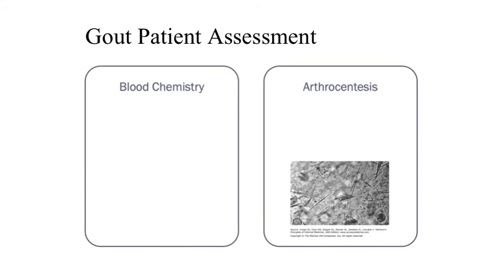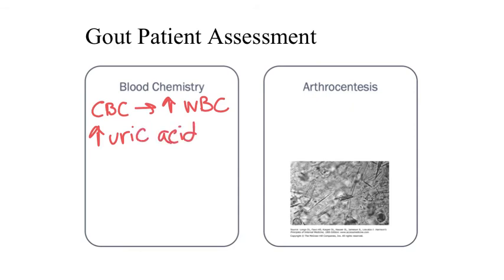Patient assessment in gout includes both a physical exam of the infected joint, as well as some blood chemistry and arthrocentesis of the affected joint. Blood chemistry should reveal an increase in white blood cells or leukocytosis. Also, serum uric acid will be elevated, and 24-hour urine collection uric acid may also be elevated, as described previously. That would be above 7 milligrams per deciliter for men and above 6 milligrams per deciliter for women. Blood chemistry may also reveal an elevated ESR.